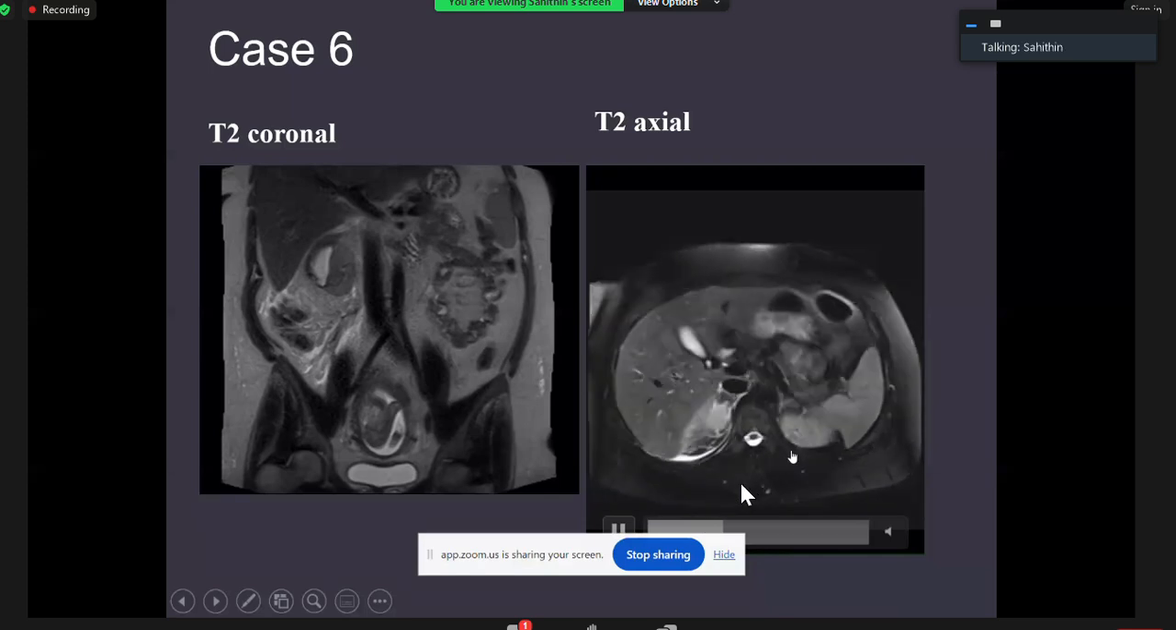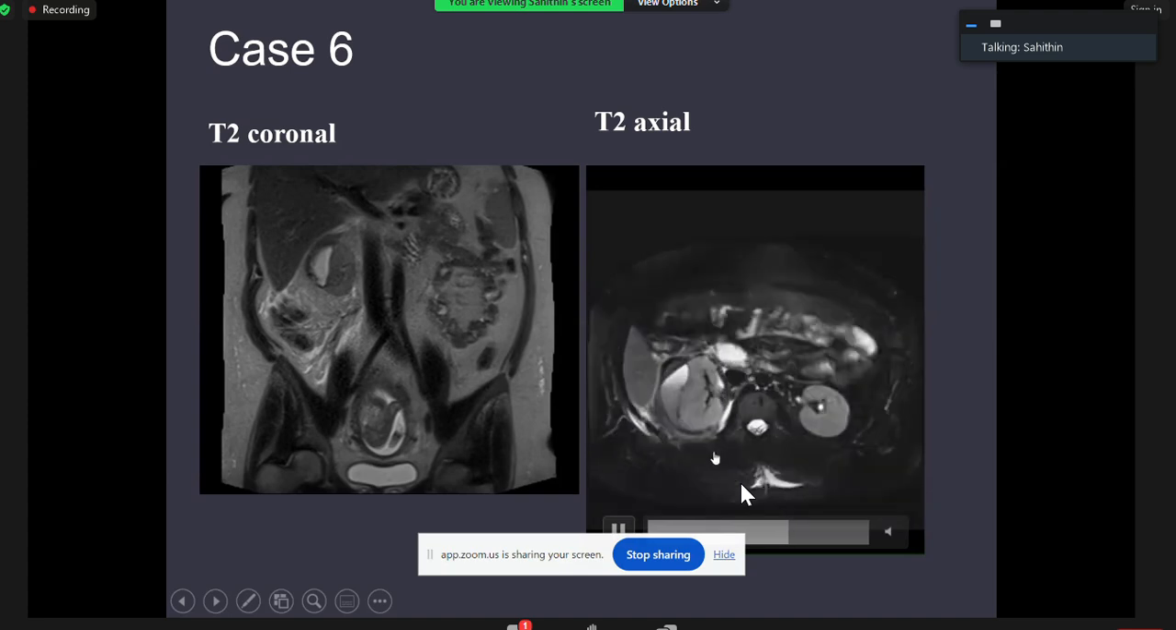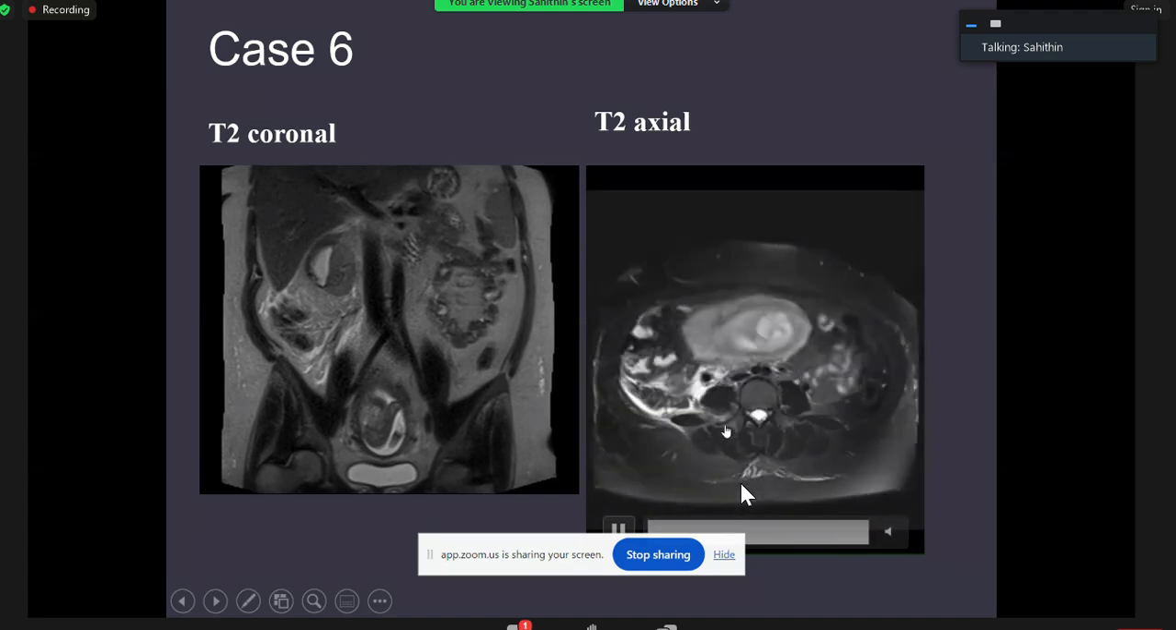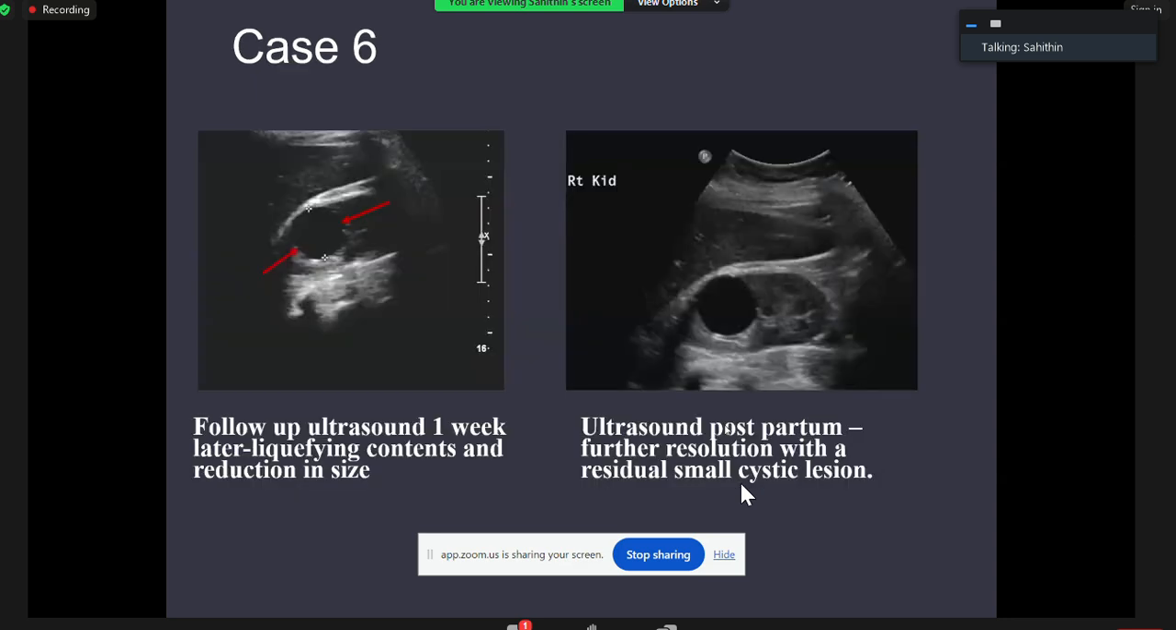the reactive pleural effusion. So with all the inflammatory changes, we thought this was an abscess rather than a hemorrhagic collection. This was drained on ultrasound, and we could also tell them that we can't see a cortical tumor or an angiomyolipoma. She was conservatively managed and drained. She responded to antibiotics, and we kept following it up on ultrasound, and this one, postpartum, shows complete resolution with a residual small cystic lesion.